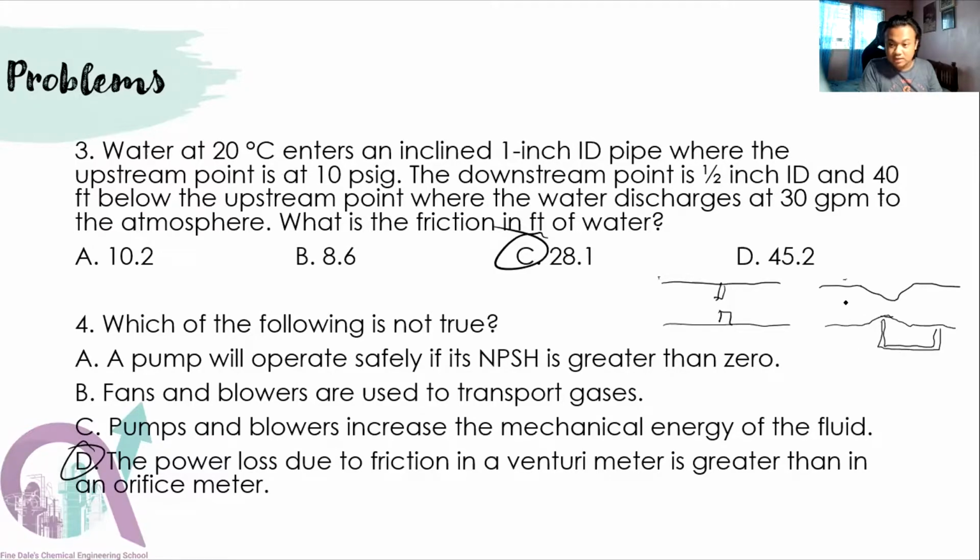So as you can see, when the fluid travels here, it is bigger, and there's really a big impedance. So just imagine. There is a big friction loss here than in here, because this experiences a sudden contraction, whereas this is just gradual. I don't know how to really explain it, but that is the answer. If you want to ask me, just ask me in the comments below.